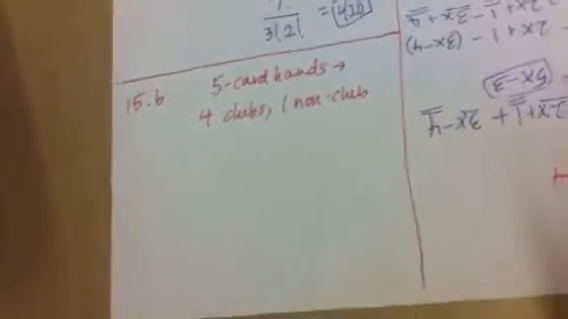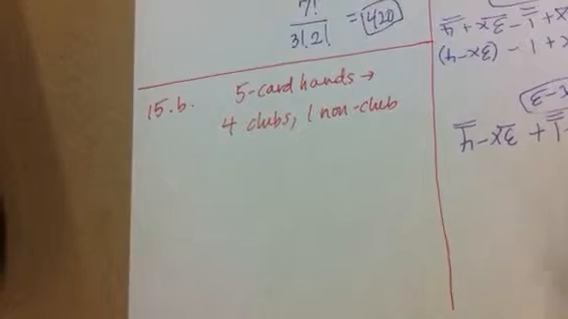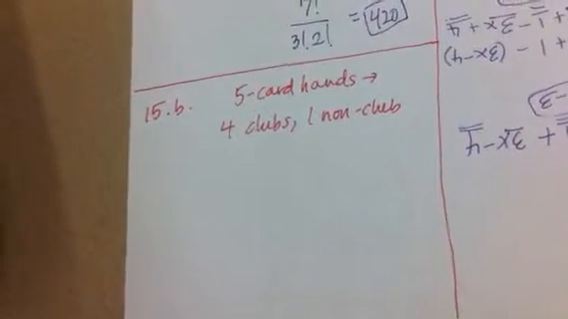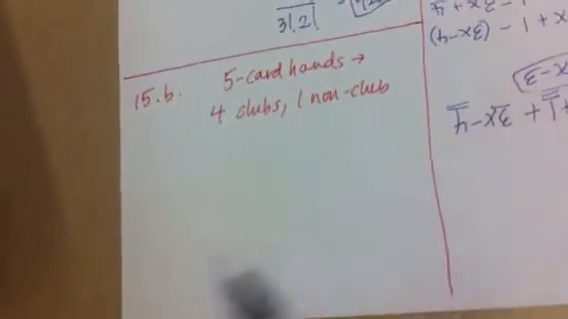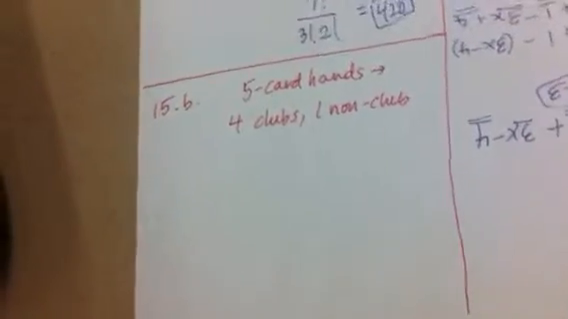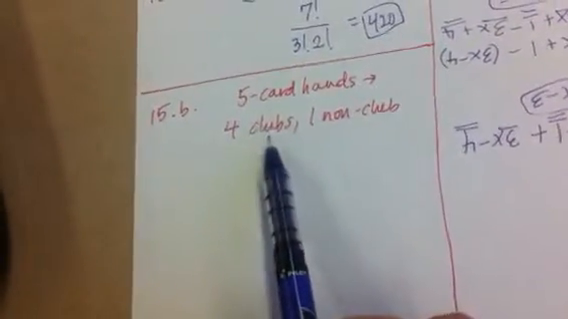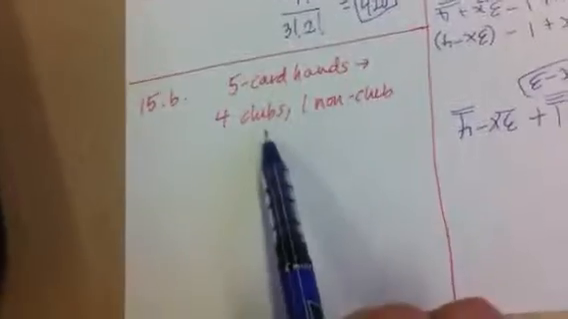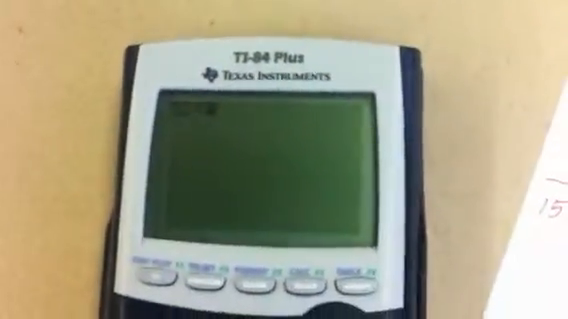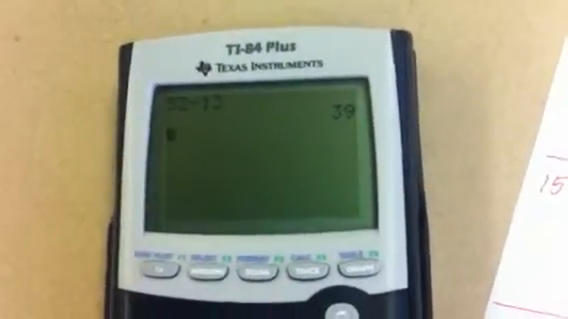The last one is dealing with combinations. So I want a 5-card hand with 4 clubs and 1 non-club. So you should have this written down somewhere, but there are 13 clubs in a standard deck, which means how many are not clubs? Well, that'd be the whole deck minus 13. Well, there's 52 cards in a deck minus the 13 clubs, so that means there's 39 that are not club.